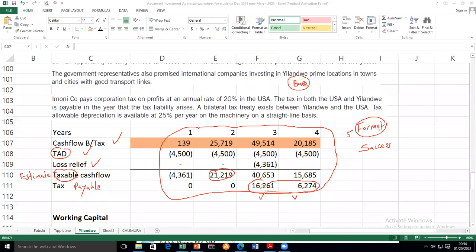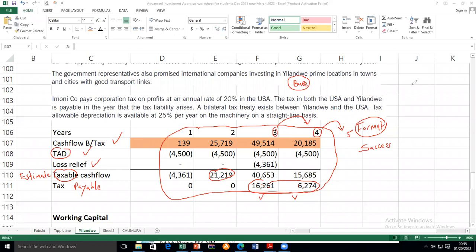Okay. An assessment will be done first. So after assessment has been done, then they will now guide you that this tax will be paid. That tax will be paid after the assessment has been done for you. Okay. Thank you.